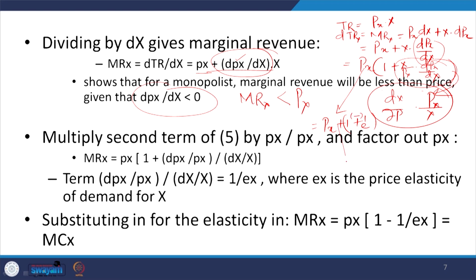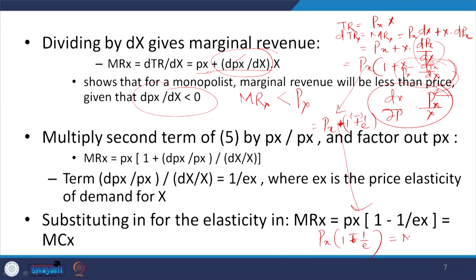So, the equation boils down to this: Px. We have taken Px outside as common. So it is not plus, it is actually Px times (1 plus 1/elasticity). Now it is not plus, it is minus, because by structure the elasticity of demand is negative, since price and quantity are inversely related by demand. And this is equal to the marginal revenue of x. From there we have derived that this is also equal to the marginal cost of x.